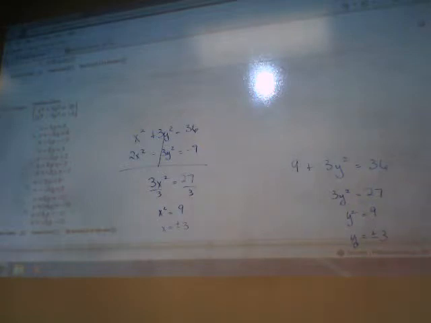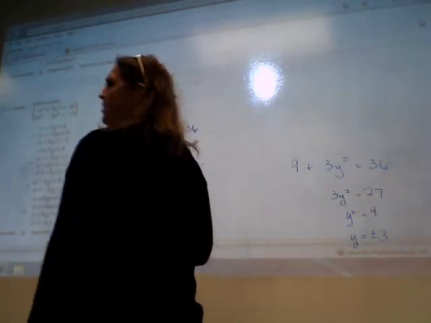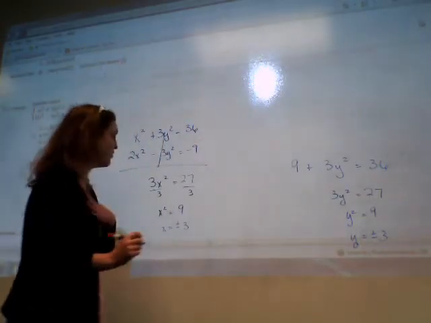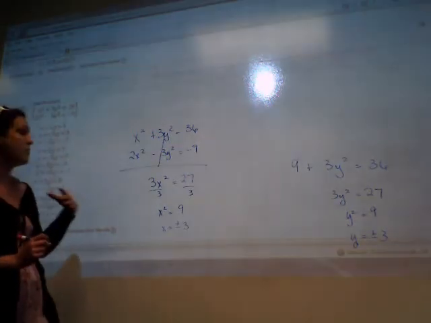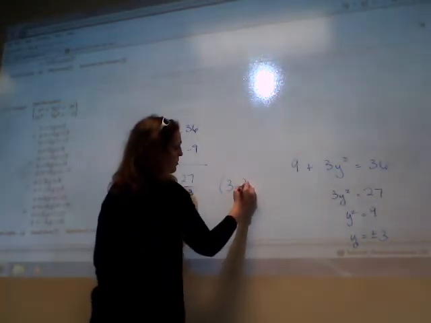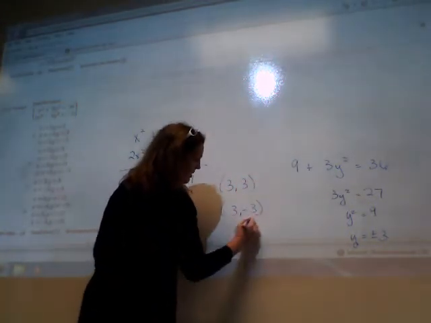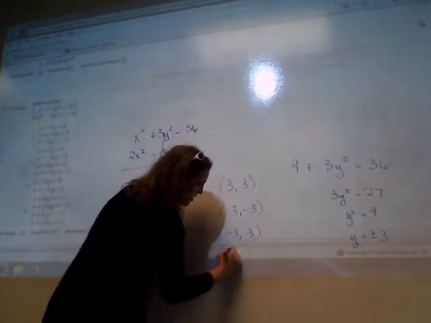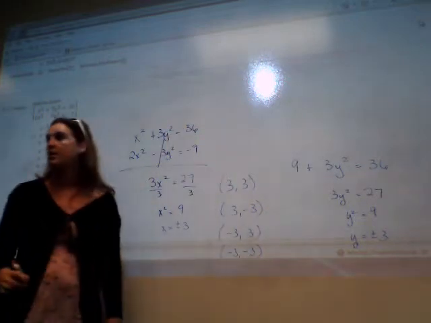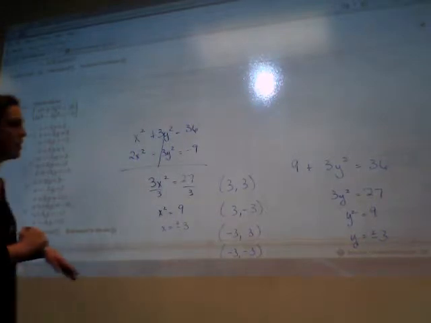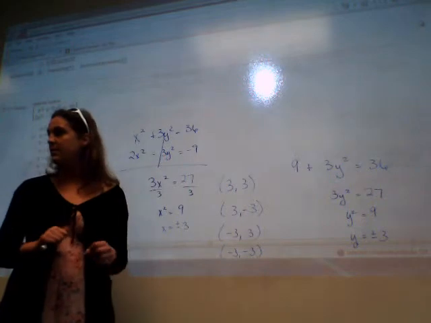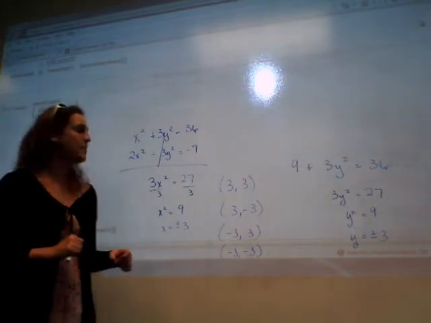How would you like the answer? The answer should be 4 points. I would have written the answer in point format. They've got theirs as x, y, x, y, x, y, x, y. I would have written them as points. So I would have gone 3 and 3, 3 and negative 3, negative 3 and 3, negative 3 and negative 3. Okay? Notice that we're going to have all 4 combinations possible for those values. Make sense? Yeah. Okay.